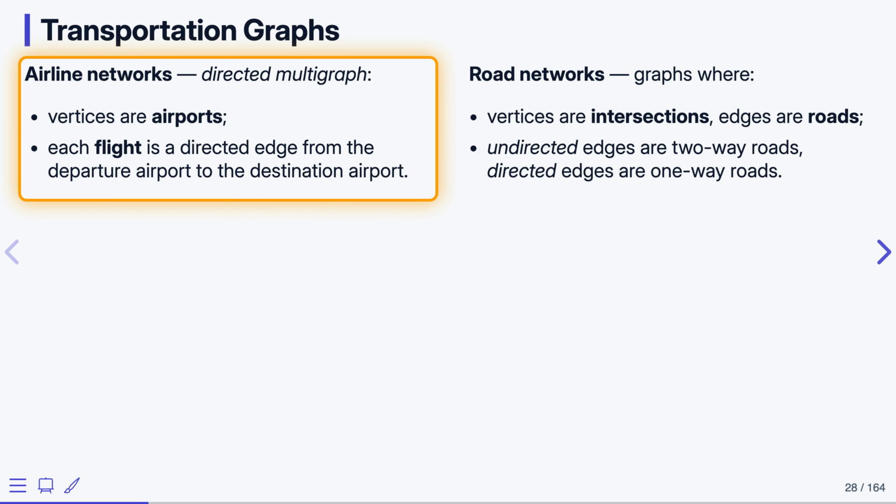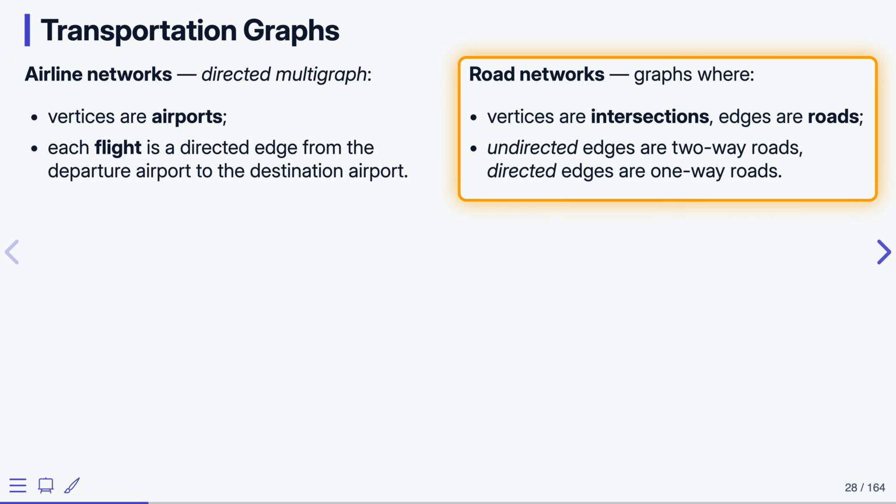Now we turn to transportation. Graphs help us study how people and goods move. The first example is an airline network. Each dot is an airport. Each arrow is one flight. The arrow starts at the departure airport and ends at the arrival airport. We use a directed multigraph here. It is directed because a flight goes one way. It is a multigraph because there can be many flights between the same two airports, and each flight is its own arrow.